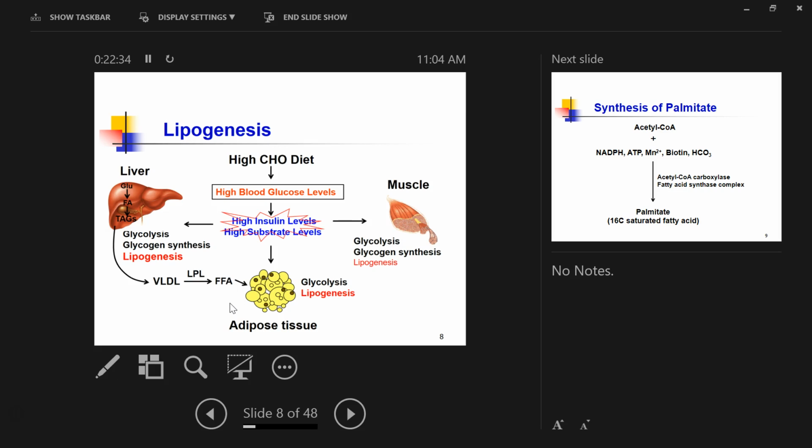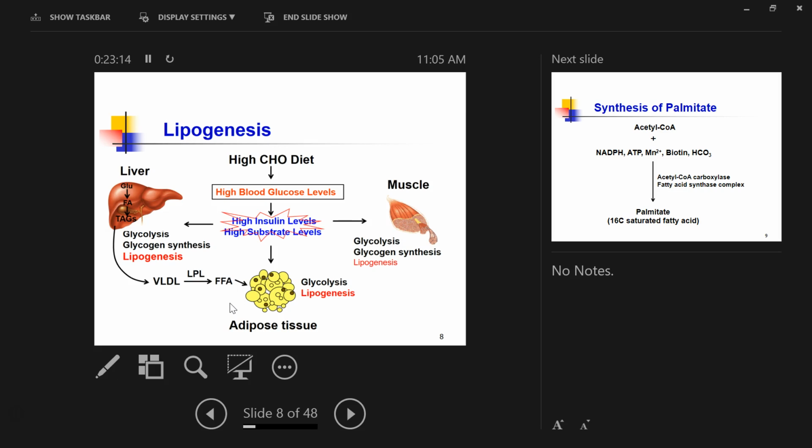One more step: fatty acids, once synthesized, are converted to triglyceride. And the triglyceride, initially synthesized from glucose, the liver is not the main storage site for triglyceride. Adipose tissue is the storage site of triglyceride. So triglyceride needs to be transported from the liver to the adipose tissue and stored there as fat.